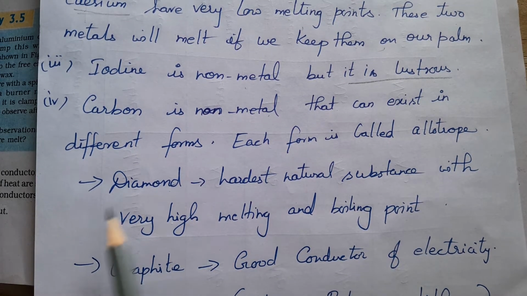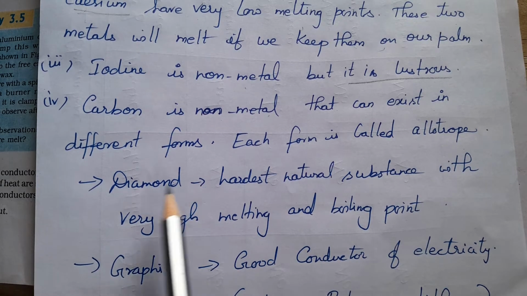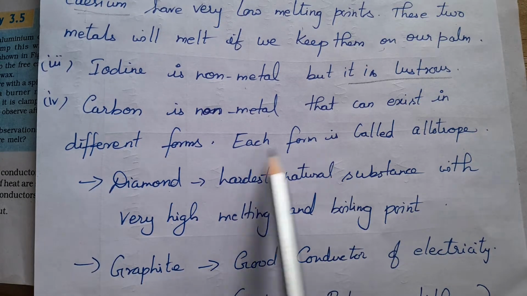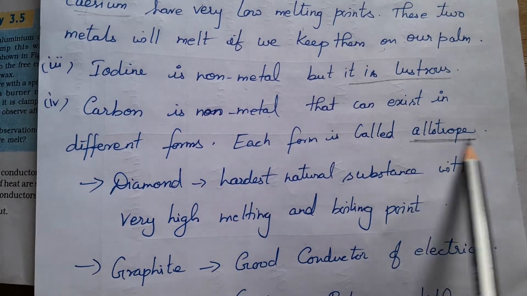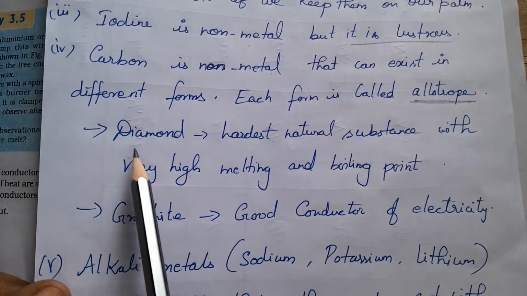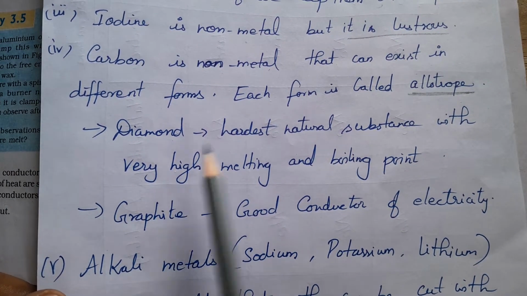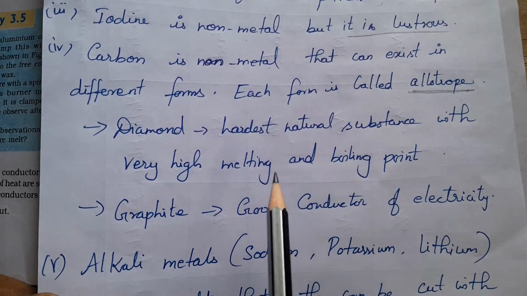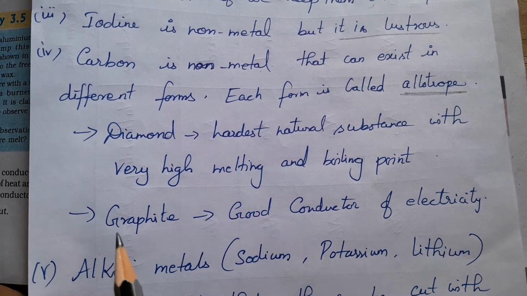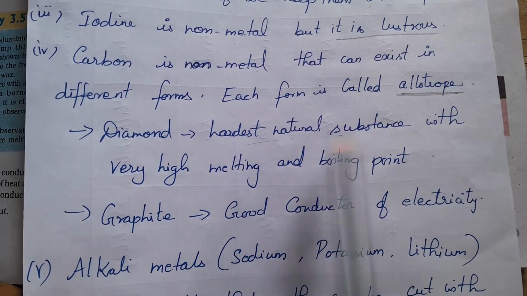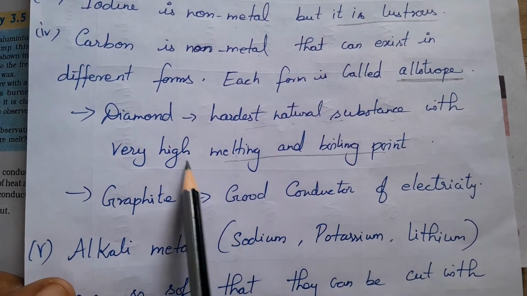Even in activity 3.7, they asked us to take graphite or coal. Both are carbon only, so we call them allotropes. Each form is called an allotrope. Diamond is one of the allotropes. It is the hardest natural substance. It is an exception case, very hard in nature, the hardest natural substance with a very high melting and boiling point.